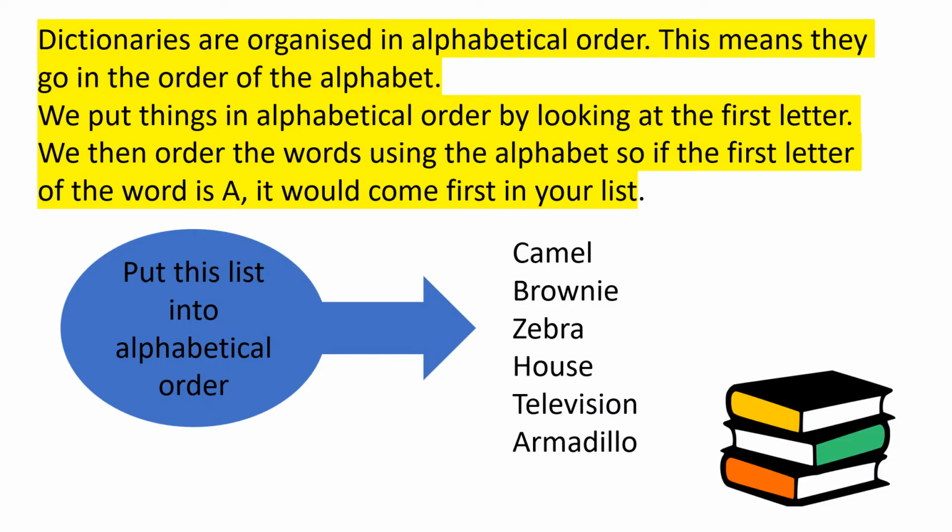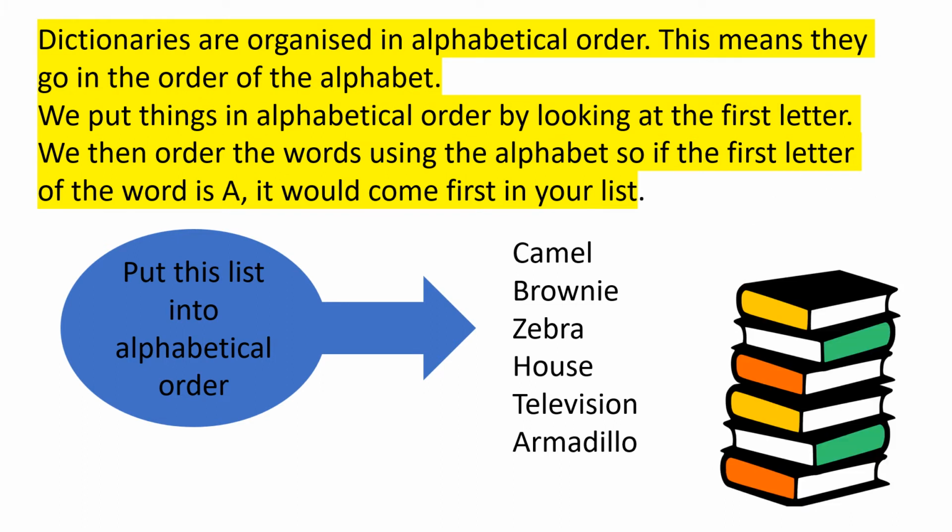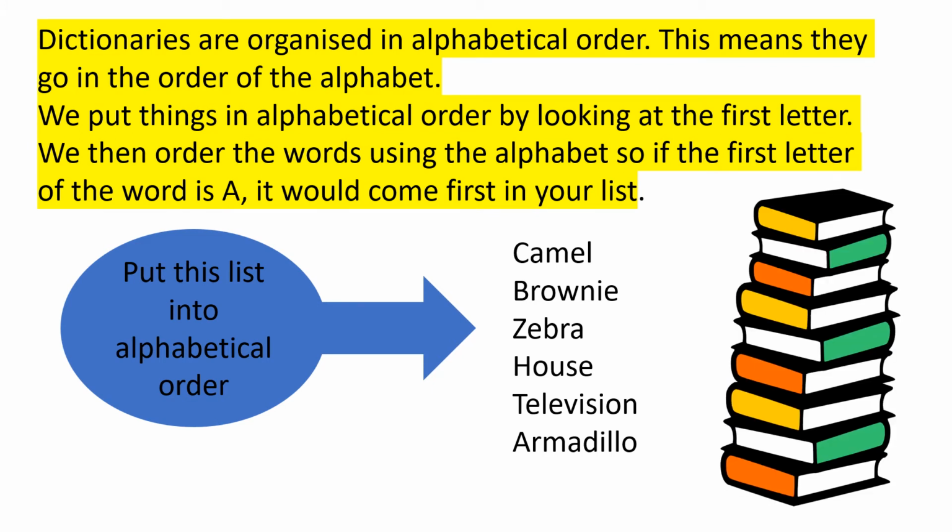Dictionaries are organised in alphabetical order, which means they go from A through to Z. We put things in alphabetical order by looking at the first letter. We then order the words using the alphabet. So if the first letter of the word is A, it would come first in your list. Why don't you put these into alphabetical order for me? You can pause the video and put these 6 words into alphabetical order.